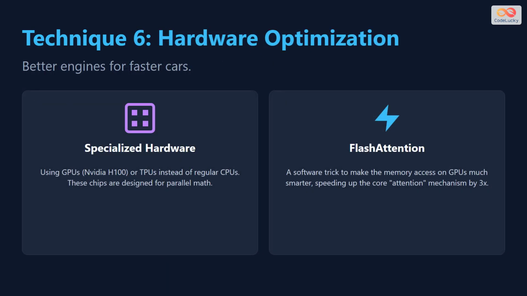Finally, we can simply use better engines. Specialized chips like GPUs and TPUs are built for AI math. Software optimizations like flash attention also help these chips access memory more efficiently, speeding up the core processing by 3 times or more.